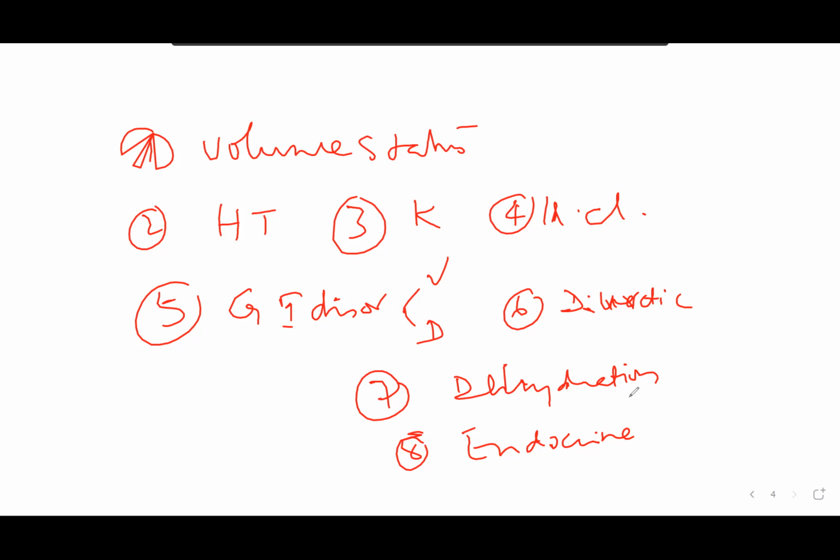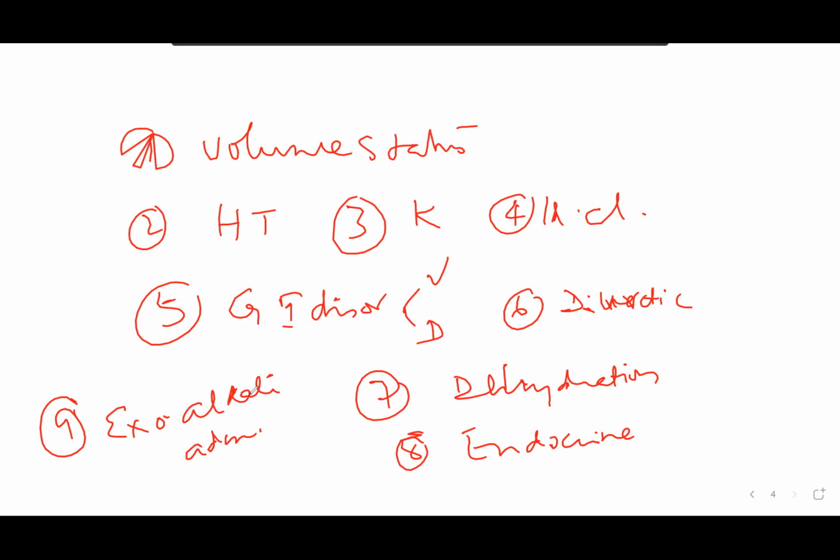Okay? So these are the questions you need to answer. Clinically, what is the volume status? What is the blood pressure? What is the potassium? Is it low or normal? And what is the urine chloride like? GI disorders associated with vomiting or diarrhea or nasogastric suction or anything. And is there any use of diuretics? Is there dehydration? Is there endocrine disease? The ninth and important question is, is there exogenous alkali administration?